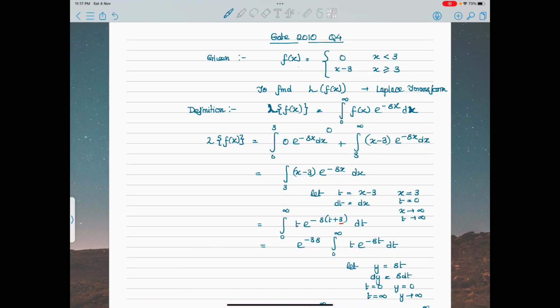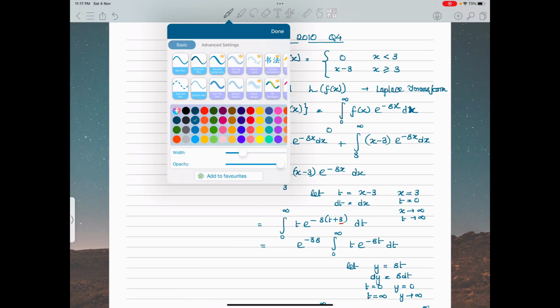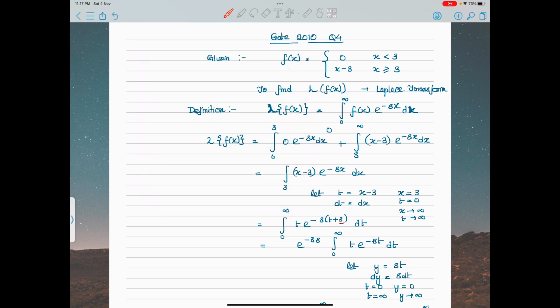So this is the f(x) which is given in the question. That is, for x less than 3 it is 0, and for x greater than or equal to 3 it is x minus 3. Now we have to find the Laplace transform of this particular f(x). The definition of the Laplace transform of f(x) is the integral from 0 to infinity of f(x) e to the power minus sx dx. This is the definition of the Laplace transform of any function.